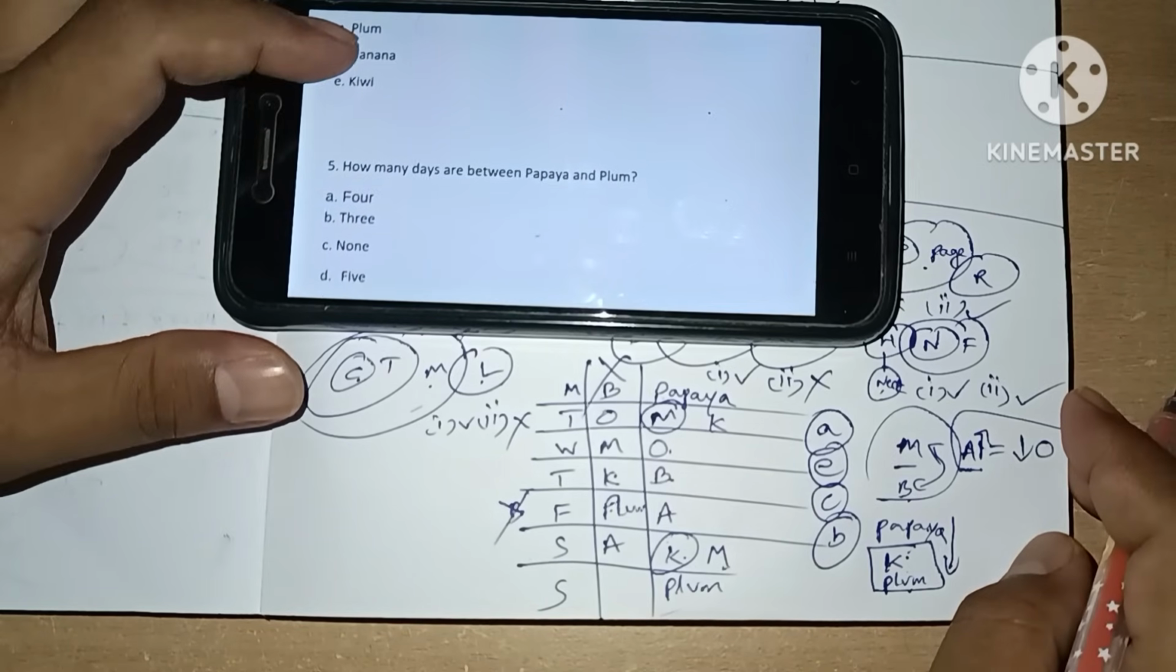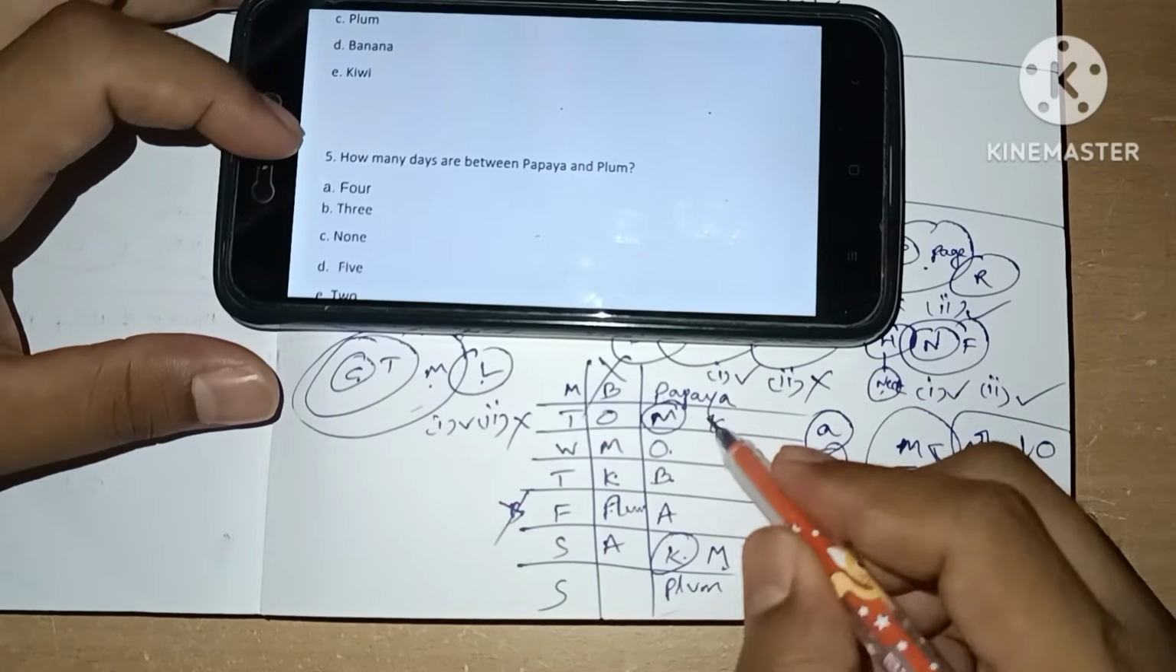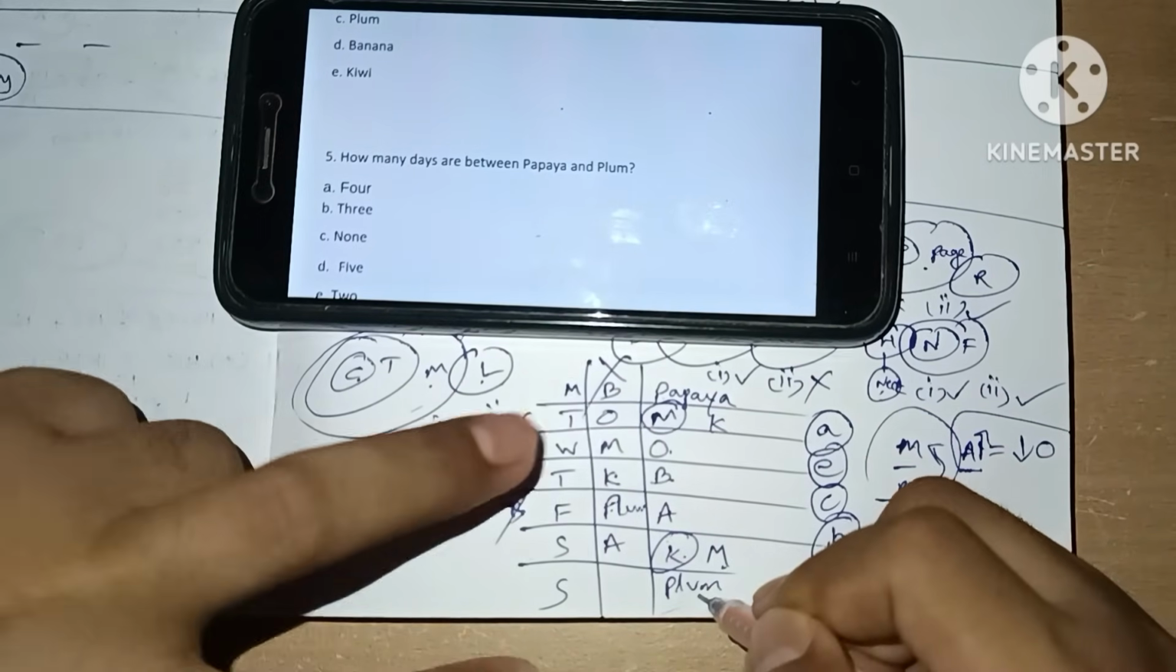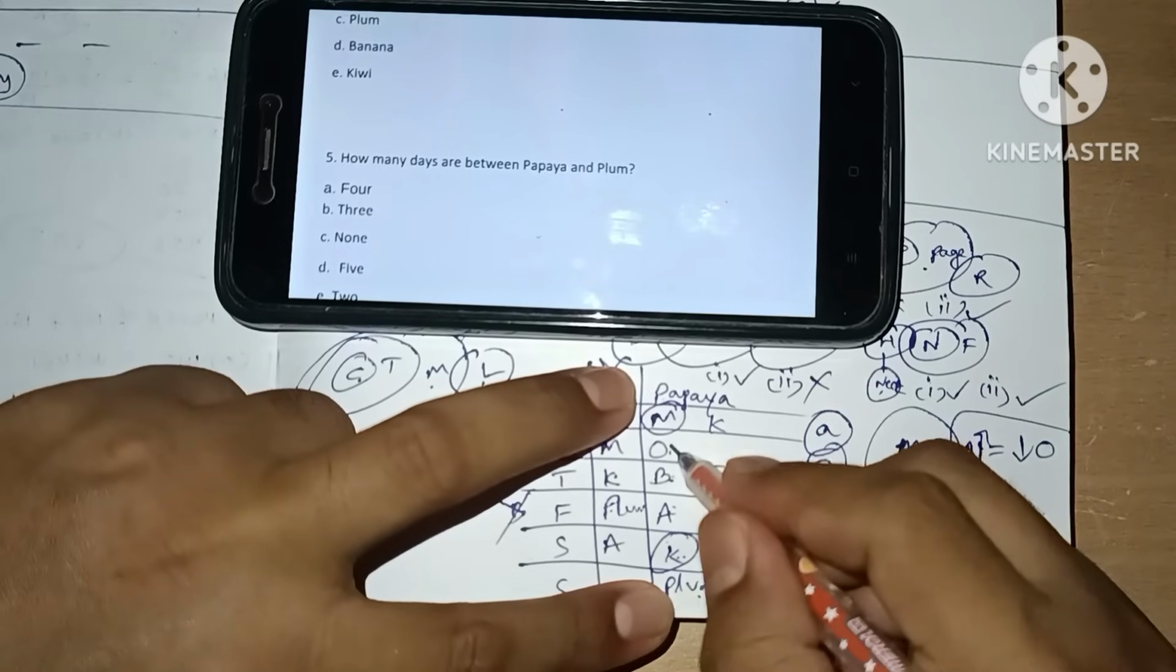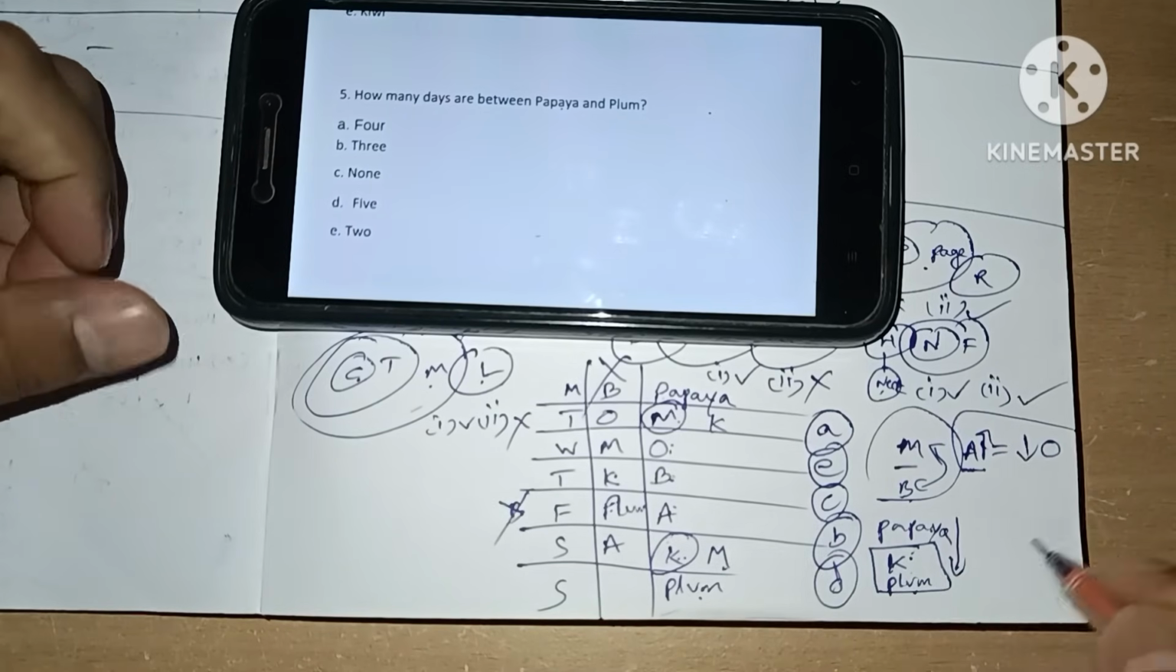Next, how many days are between papaya and plum? Papaya here, plum is here. 1, 2, 3, 4, 5. 5 days. So option D is our answer.